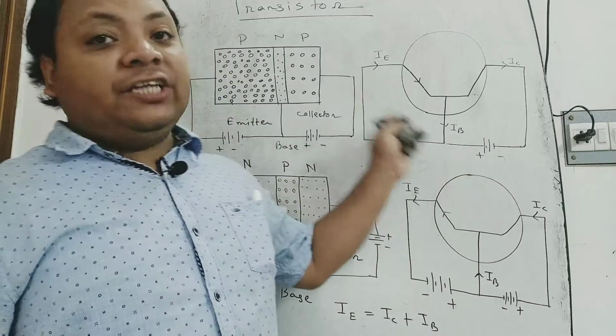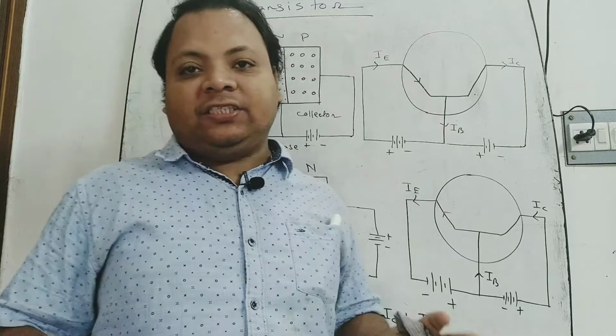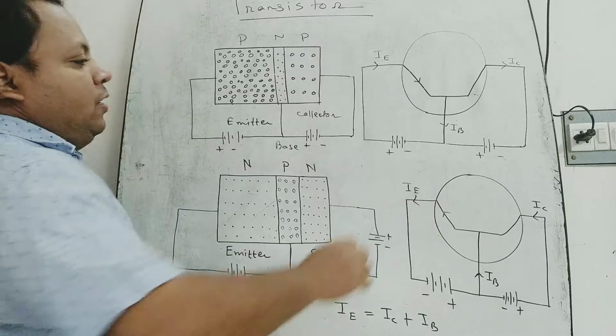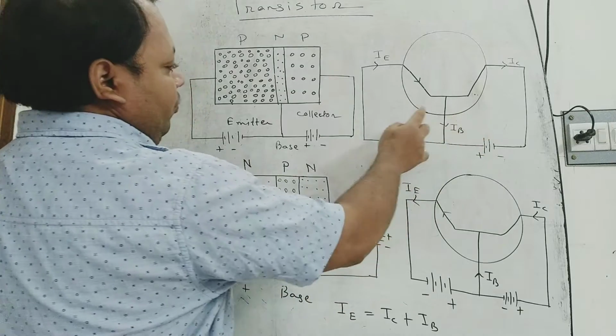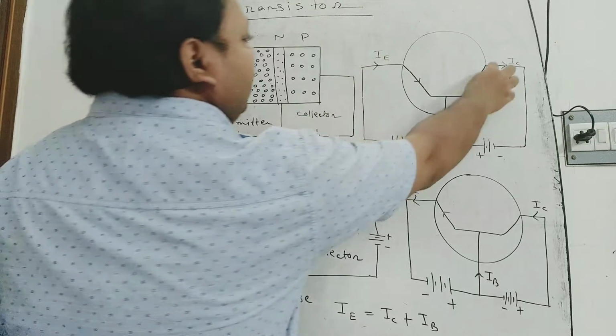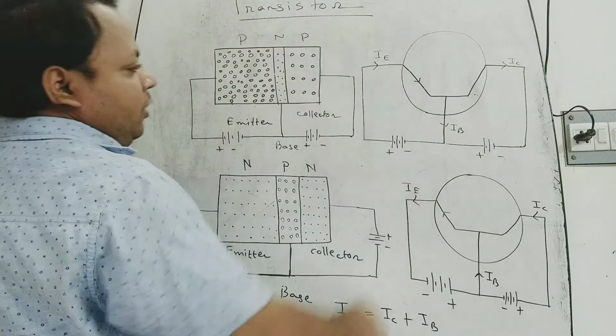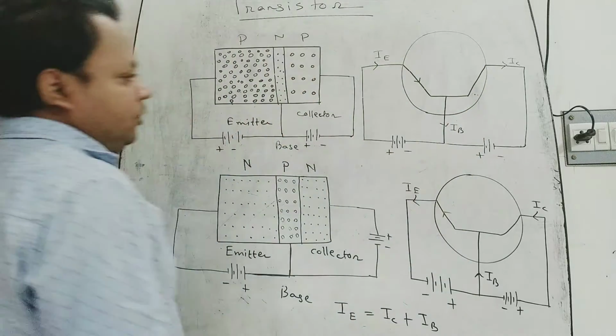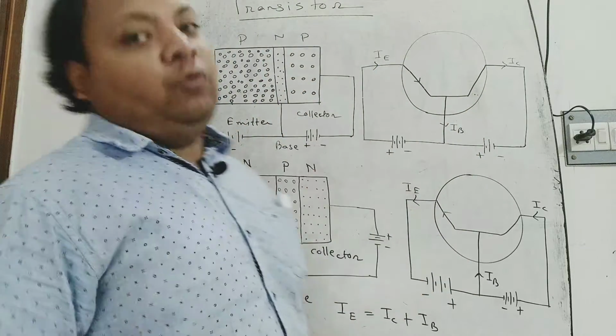This type of connection is known as common base. Since here the base is common, this portion is known as input portion and this portion is known as output portion. Here base is common to the input and output portion. That's why it is known as common base.